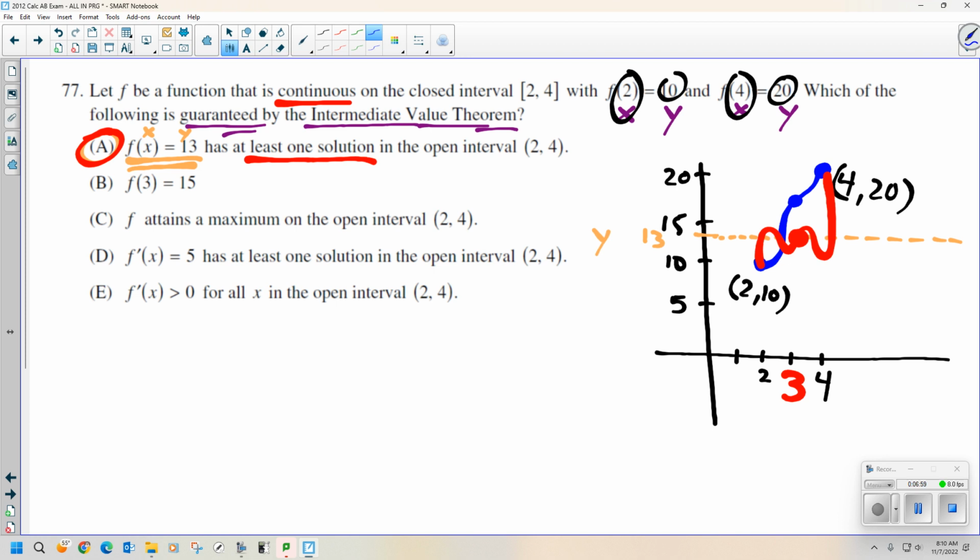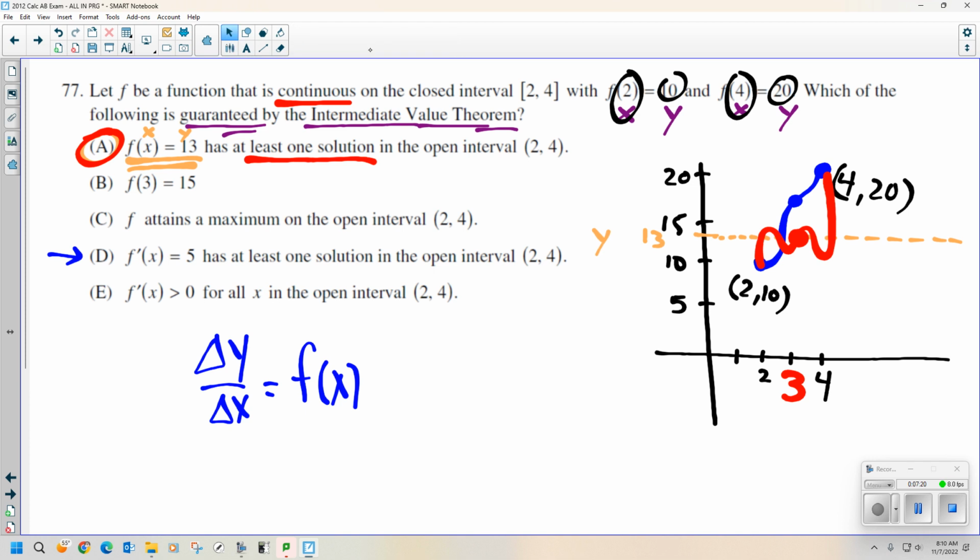The intermediate value theorem. Okay, now you might say, what about this one here? That's the, what's that, the mean value theorem for the first derivatives, when the change in y over change in x is equal to the derivative at some point, okay? That's not the intermediate value theorem, okay? That's the specifics here.